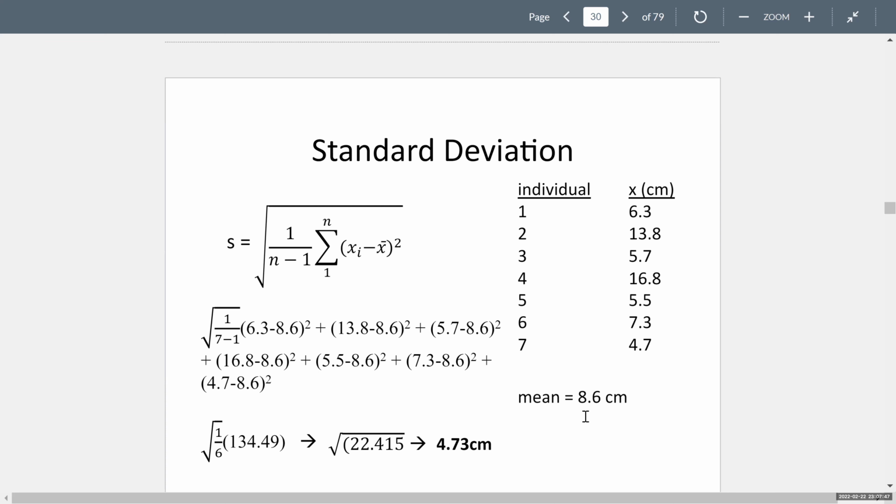4.7 is pretty big, right? It's about half of the value of the mean. That tells us our data set is pretty variable, right? If our standard deviation was 0.2, that would tell us all of our measurements are very close to our mean. And if we look at our data set, we have values going all the way from 4.7 up to 16.8. So it's pretty variable, right?